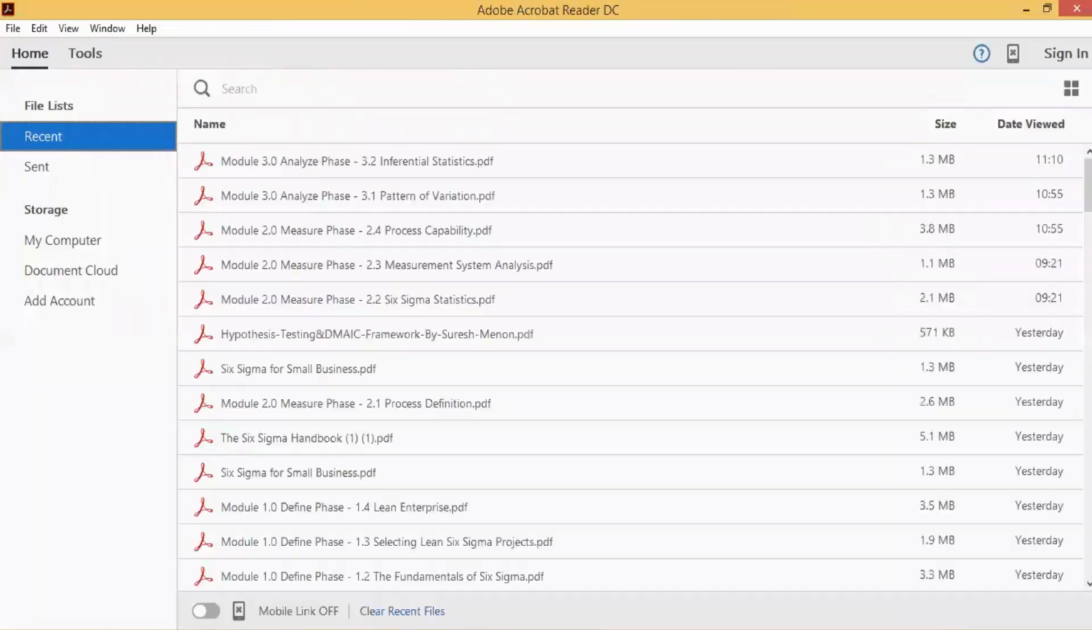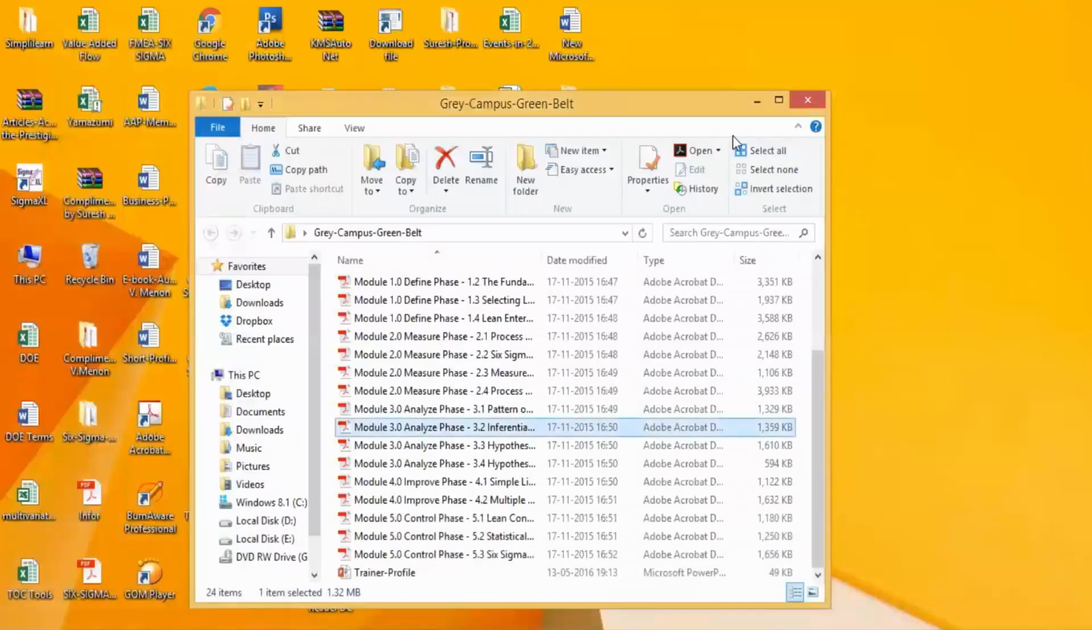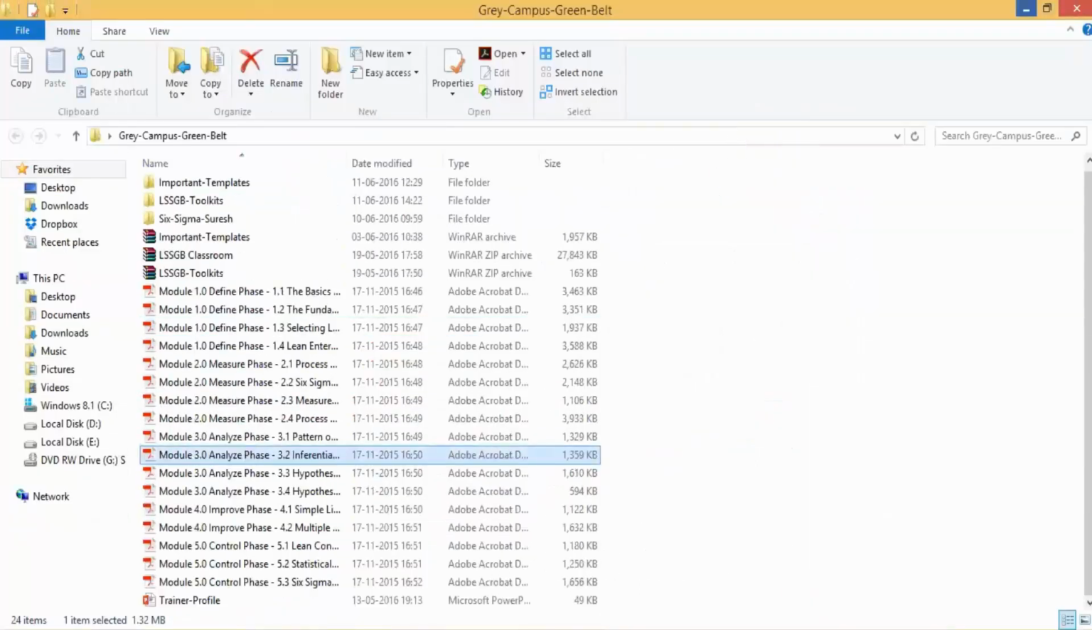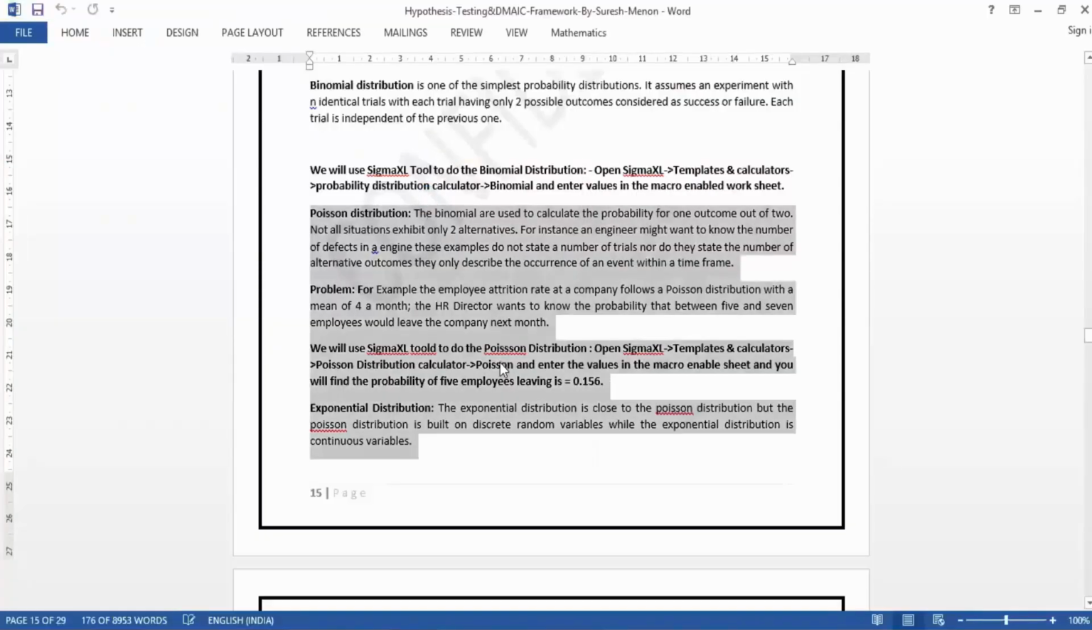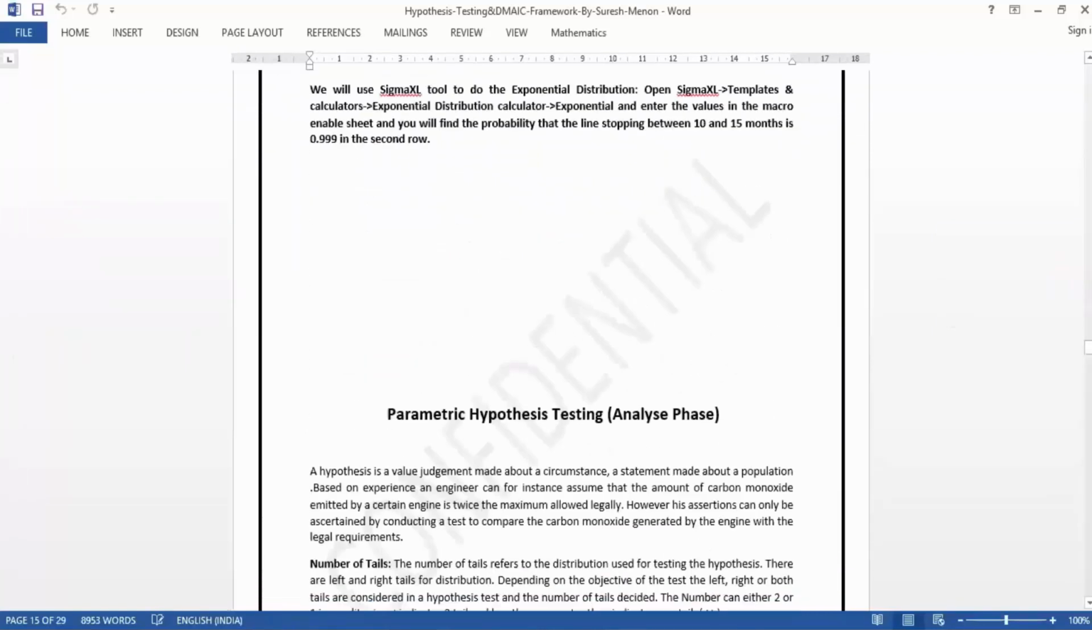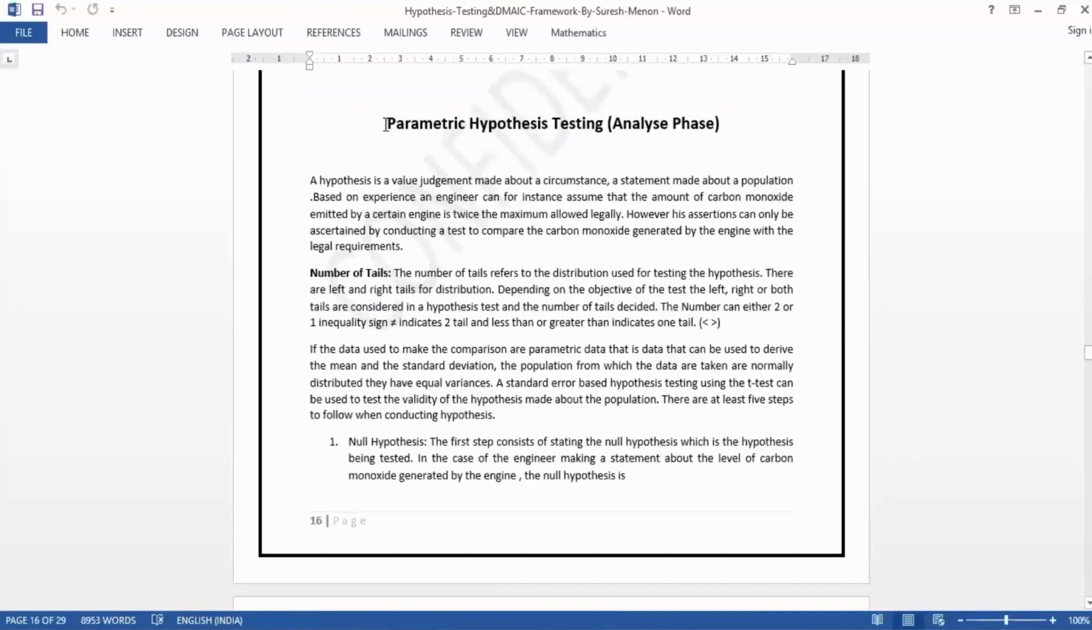So we had discussed in the analyze phase something about hypothesis testing, right? Unfortunately, in this slide, not much is given on hypothesis testing, but I'll explain to you from this Word document which I have prepared. Here, note this, very important. You are able to see this, no? Everybody? Yes, sir. Parametric hypothesis testing. This is not given in the slide. Okay? You have to note this.